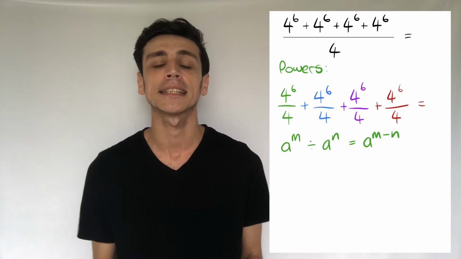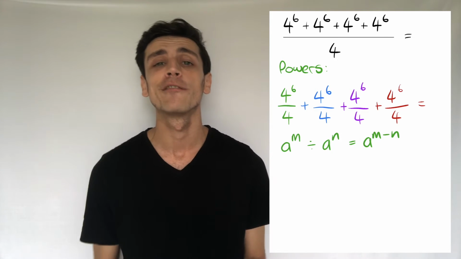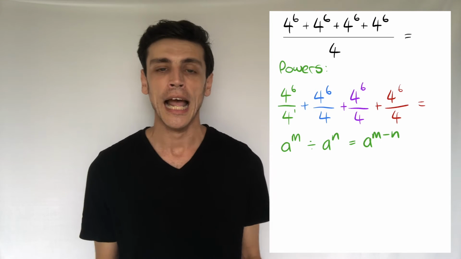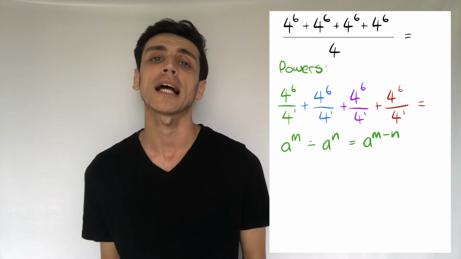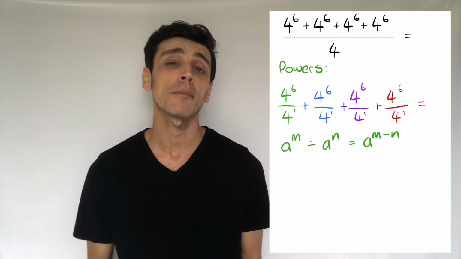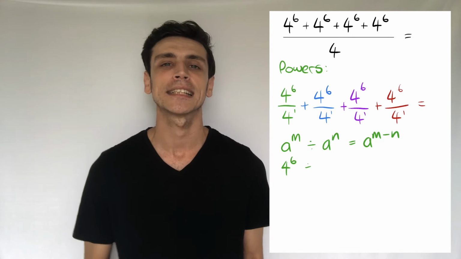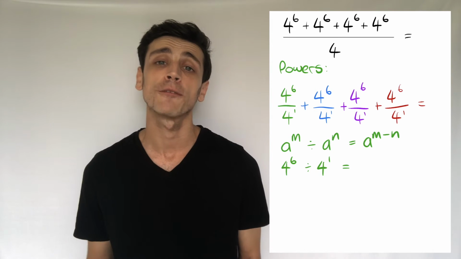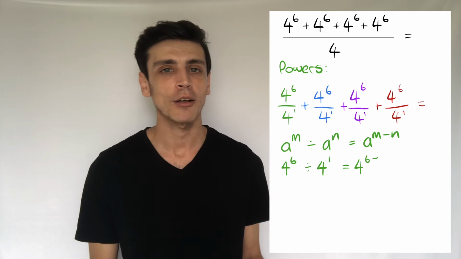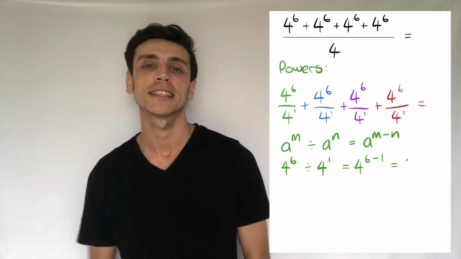But if we look at this, this is actually 4 to the power of 6 divided by 4 to the power of 1. And using this division rule of power ofs, we simply subtract the two top numbers. So 4 to the power of 6 divided by 4 is the same as 4 to the power of 6 minus 1, which equals 4 to the power of 5. So I do this for all 4 fractions that I have.